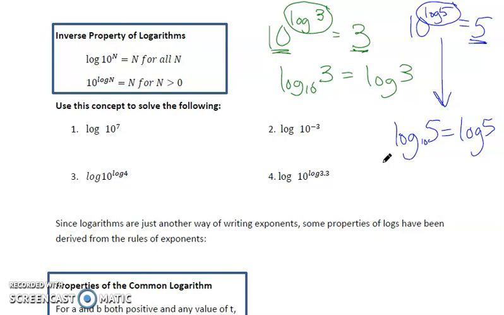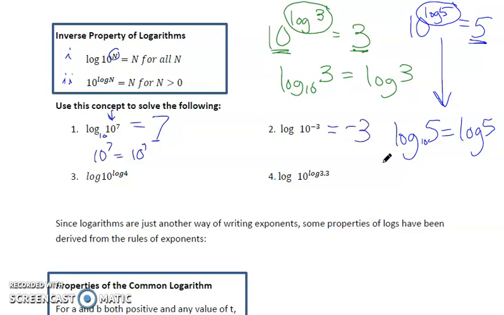For the first problem, I'm going to call these Rule 1 and Rule 2. For the first one, we're using Rule 1. So the answer to the problem is going to be the exponent. Log 10 to the 7th is going to equal 7 because if I put the base in here of 10, 10 to the 7th, which is this number here, is equal to the answer, which is 10 to the 7th power. Problem 2 is also Rule 1, and the answer would be just -3.